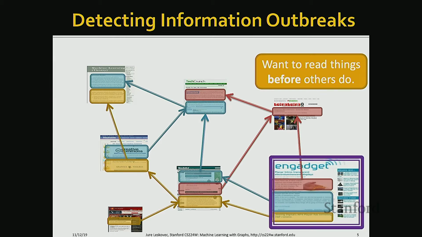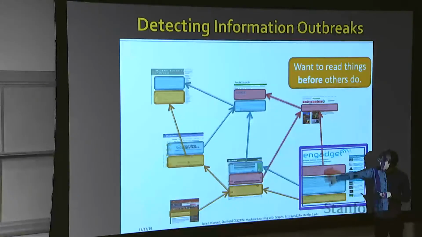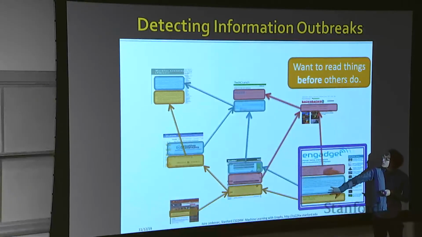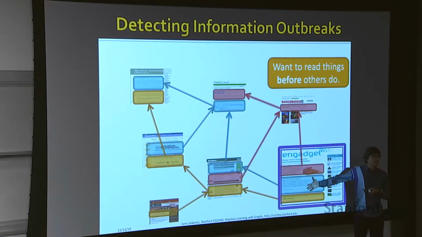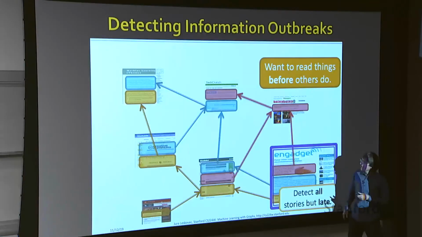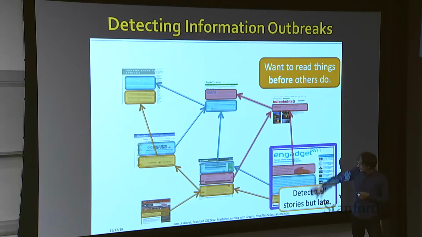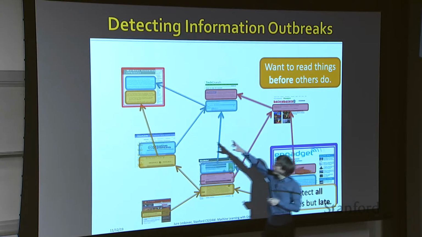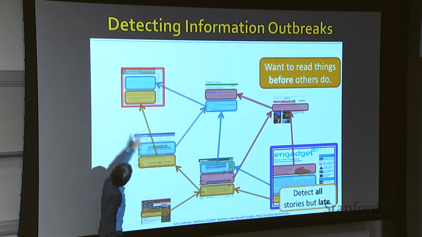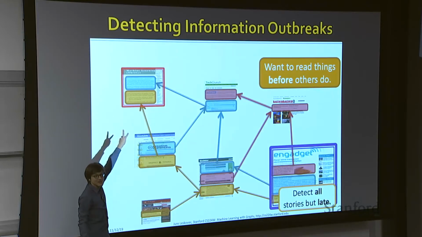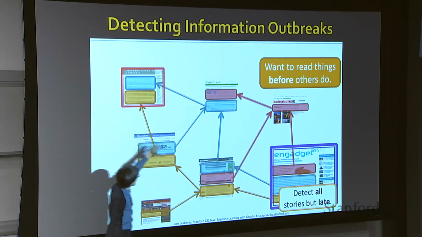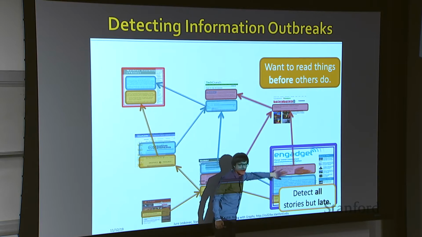So for example, I could follow this blog. What is good about it is I would learn about all these 3 different stories, but I'd be kind of the last person on earth to learn about it, right? So here I would detect all of them, but late. But maybe if I follow this particular blog up here, I would learn about blue and yellow immediately, right? But I would get to totally miss the red story.